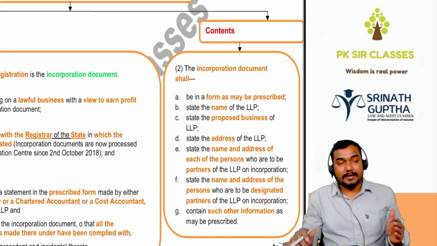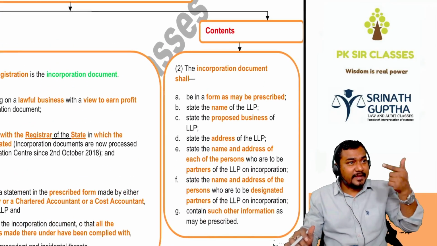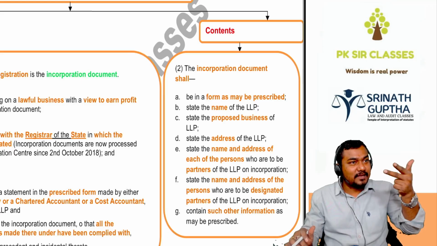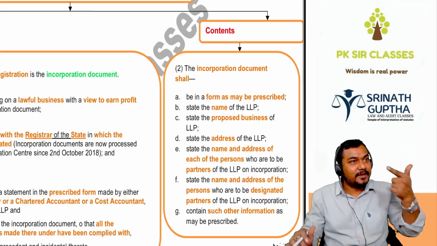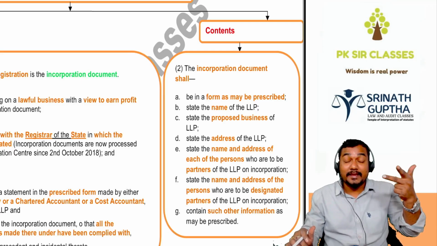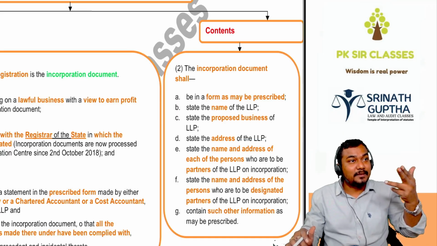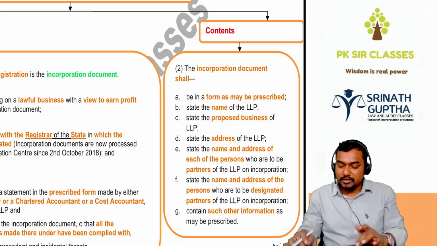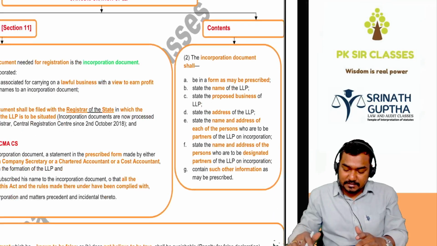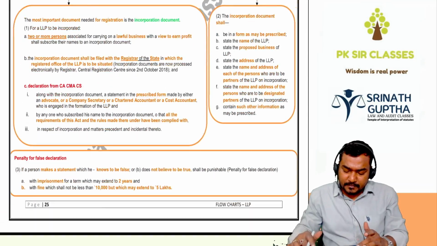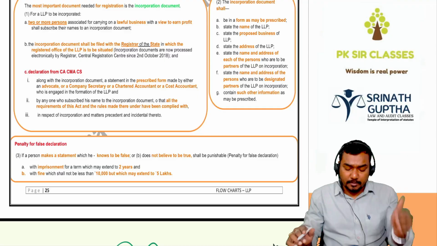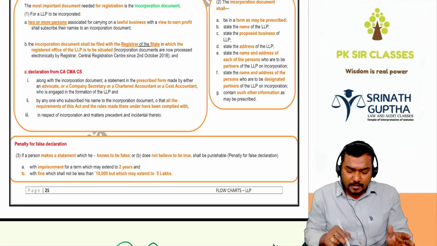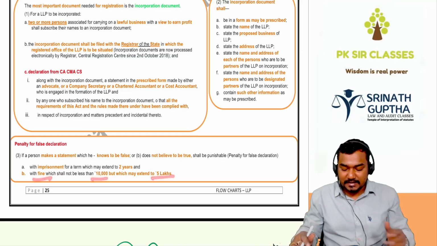What must it contain? This incorporation document should contain the name of the LLP, address of the LLP, business of the LLP, name of the partner, age of the partner, address of the partner, etc. We have to specify these in the incorporation document. If you are unable to follow the above procedure, unable to obtain the declaration, beta, imprisonment up to 2 years and fine of 10,000 rupees to 5 lakhs. अंदर डाल देते बेटा 2 साल.